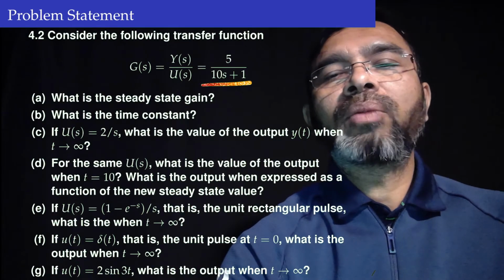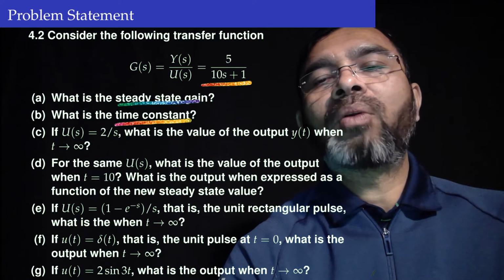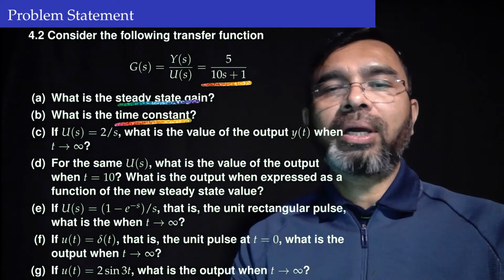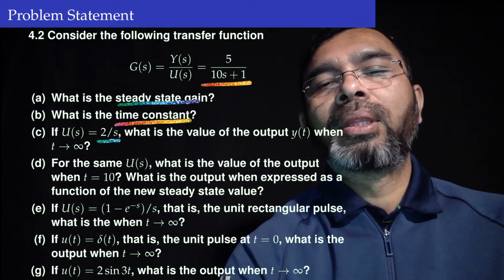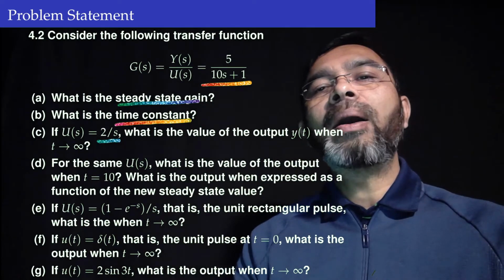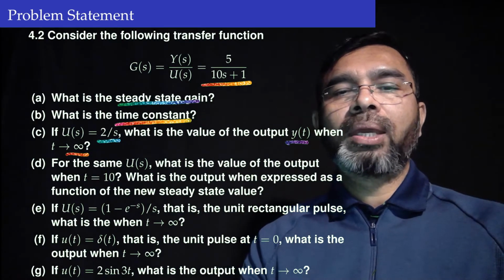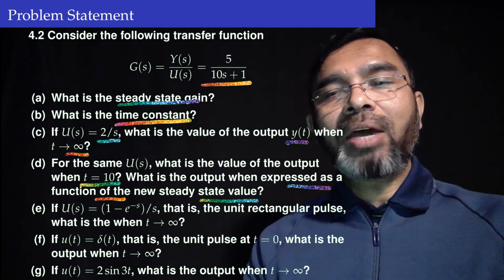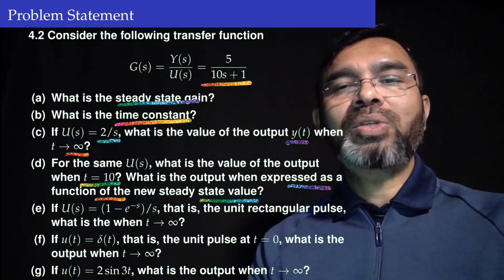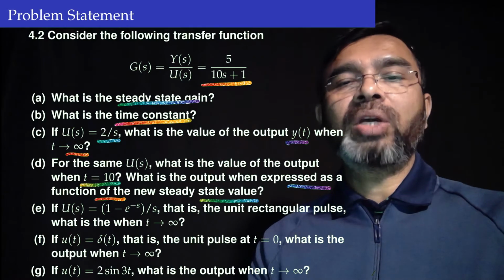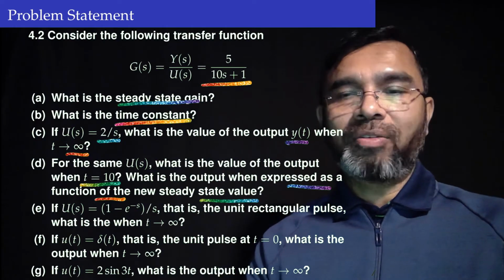We have been asked to find out what is the steady state gain of the process, and then what is the time constant of the process. Then in part C, it gives an input signal and you are asked to find the value of the output when t goes to infinity. Part D asks you to find first the value of the output at t equals 10, which is the time constant of the process, and then the ratio of the output at t equals 10 to the value of the output at t equals infinity.